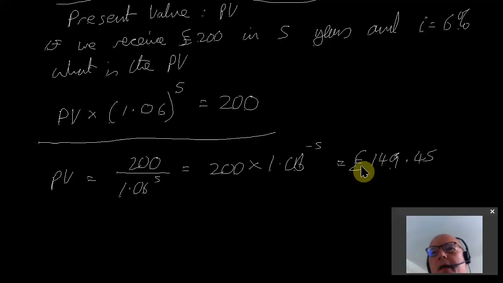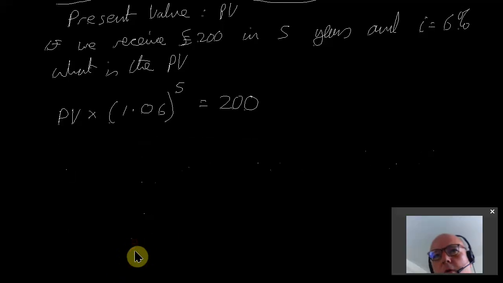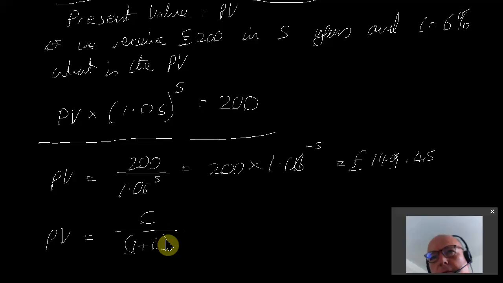Okay, so that's how we work out present value. In general, the present value is equal to the cash flow divided by 1 plus the rate of interest to the power of the term, of the time. And if you think about it, if you're due to have £200 in 5 years' time and another £200 in 7 years' time, your total wealth is the sum of those two.